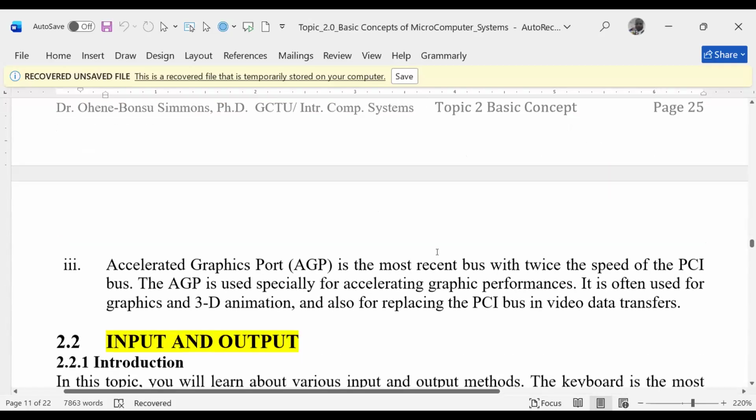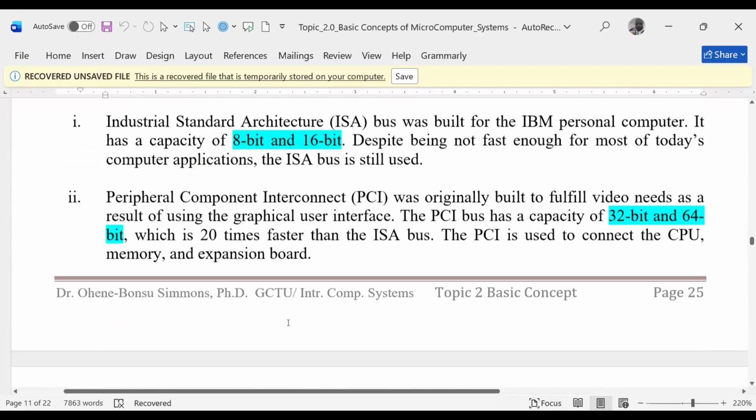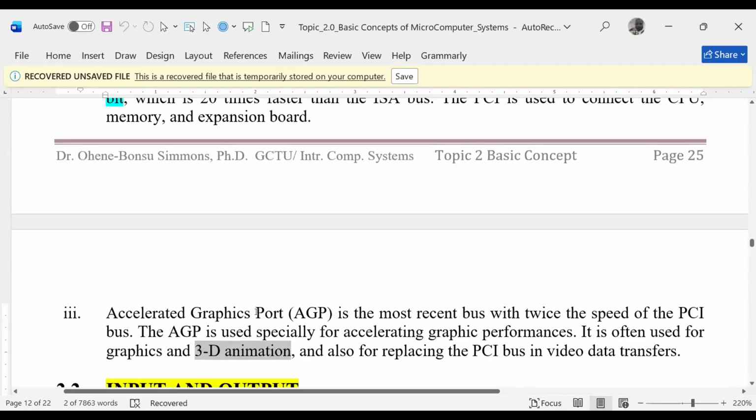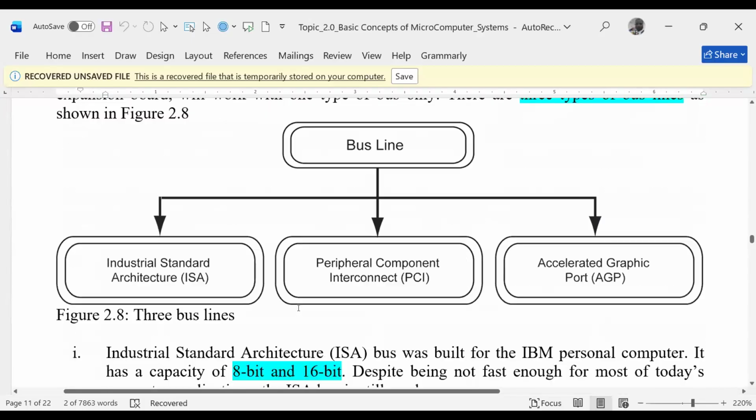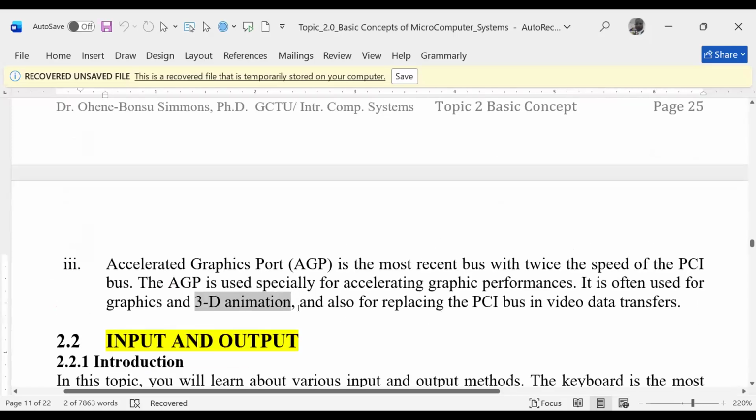Then the next one, AGP, more advanced, supports 3D, multimedia, more powerful graphic editing. And this is more powerful than PCI. So these are the three types of the bus: ISA, PCI, AGP.